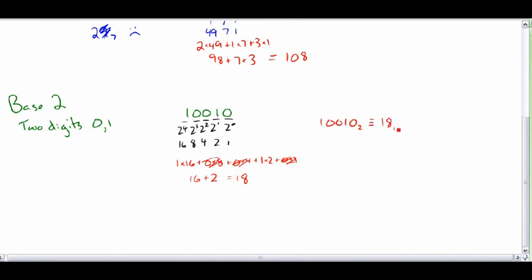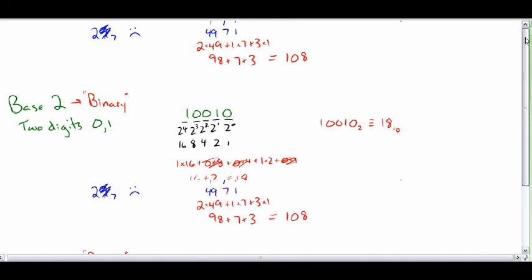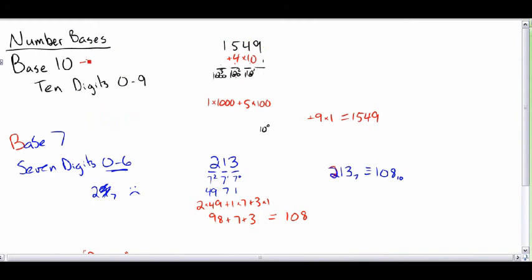These are so useful. Base 2 has a name, it's called binary. That's just a name. And base 10 we call decimal. That's its special name.